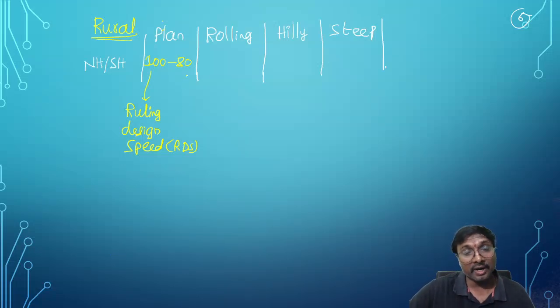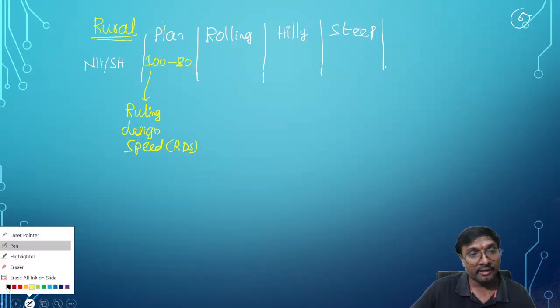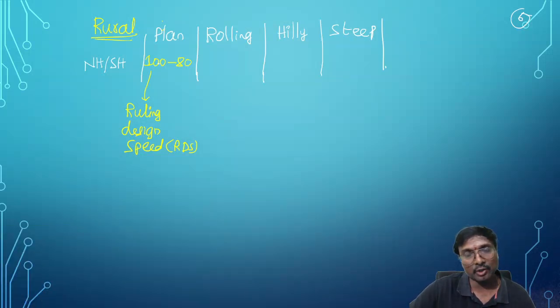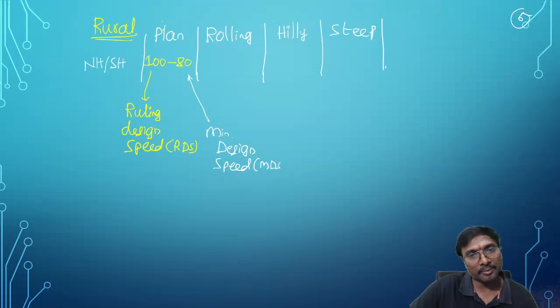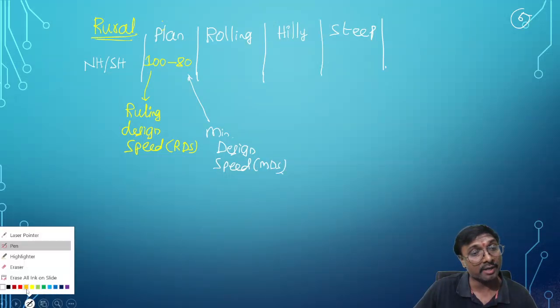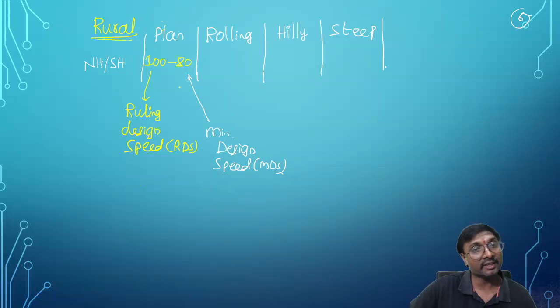Now here what is the second one? If a ruling design speed is not possible, the terrain is not supporting, then at least you have to provide this 80 kmph. That is your minimum design speed. Minimum design speed you have to select. So your design speed should not be lesser than this minimum design speed, and it should not be greater than this ruling design speed. Generally this ruling design speed will be taken as which one? 98th percentile speed.